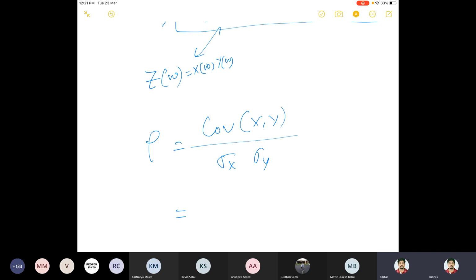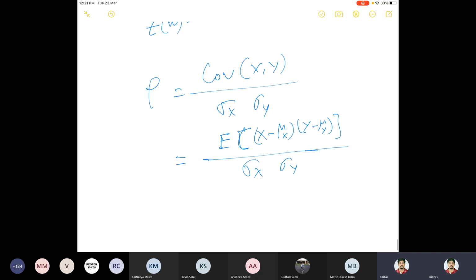So you may just forget about this part, and the covariance is E of x minus mu x times y minus mu y, just the definition, divided by sigma x and sigma y. If you take the expectation and write it down, it will be a double summation of x minus mu x times y minus mu y times the PDF. I'm just using the definition of the expectation.